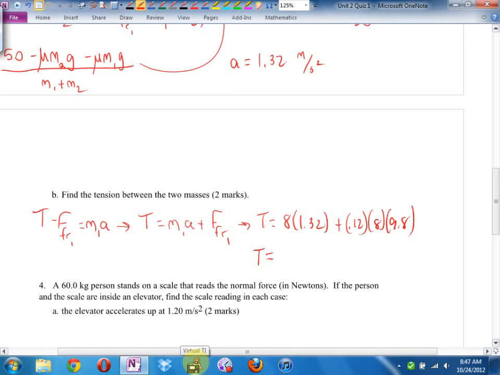20? 20.0? Yes? No? Yeah? 20.0 units, Sebastian? Newtons. You got to get used to this too, you know.